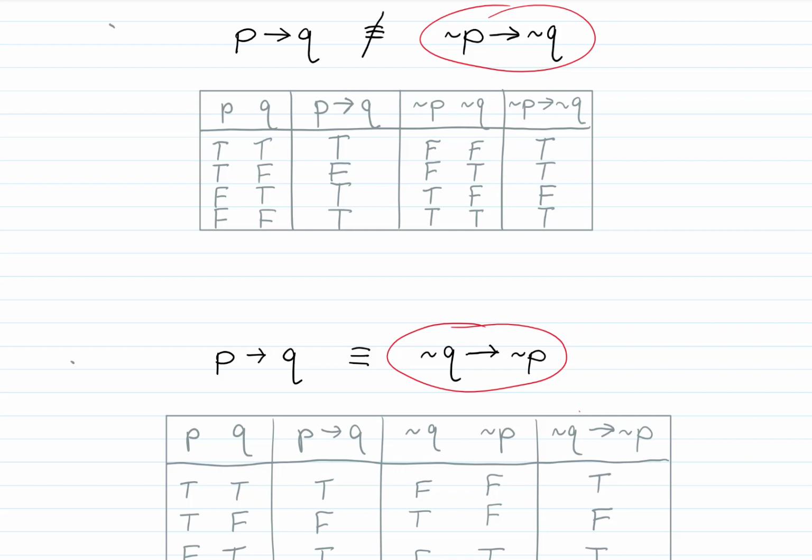Can you see one other possible change I might want to make? That's changing the order, but not negating them. So it'll be Q implies P. Let's compare that to P implies Q. So we're comparing Q implies P to P implies Q. Those are called converses of each other. Are they equivalent? Well, we'll make a truth table and see.